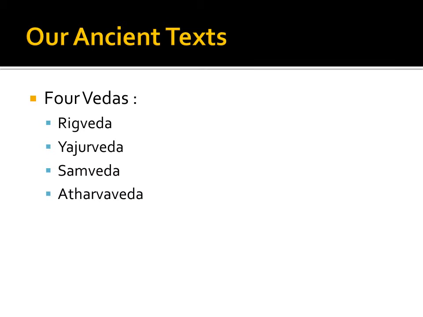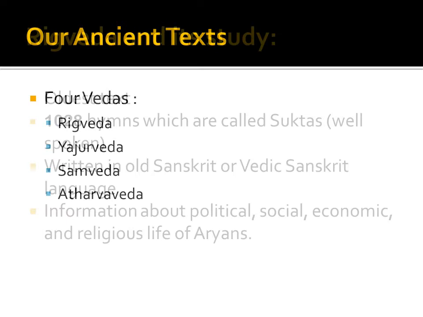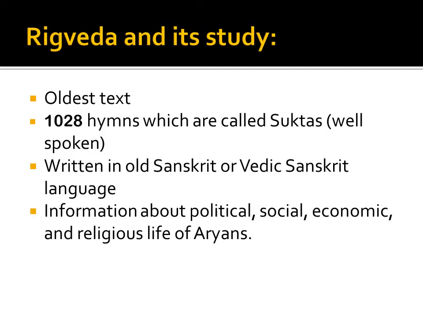All these four Ved give information, give knowledge about different things. Let's study about Rigved, which is the oldest text in history. Rigved and its study. Rigved is our oldest text. It includes 1028 hymns which are called suktas. Suktas mean well spoken, and hymns are religious songs or poems of praise to God. So they are like mantras or japs. So there are 1028 hymns in Rigved.